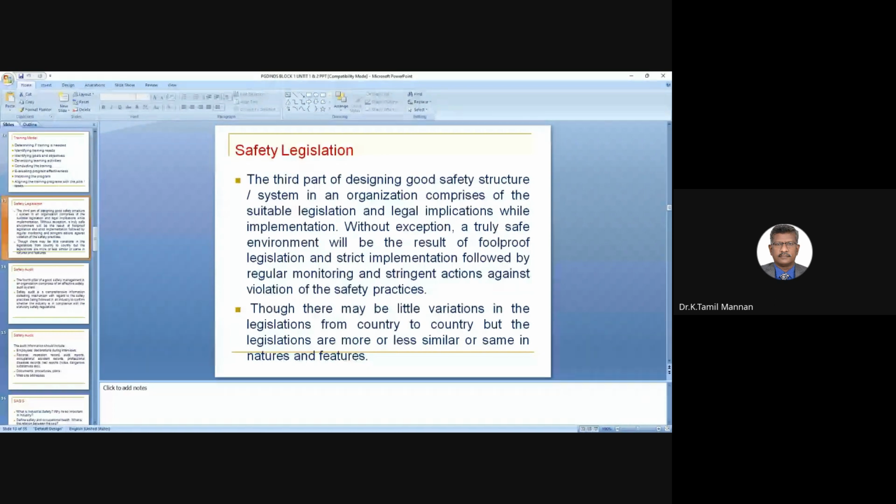Whoever, whenever, wherever a safety practice is violated, immediate stringent action should be taken. Only then will the safety legislation implementation be effective.